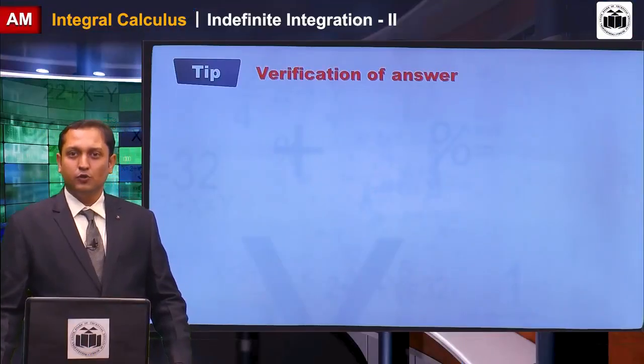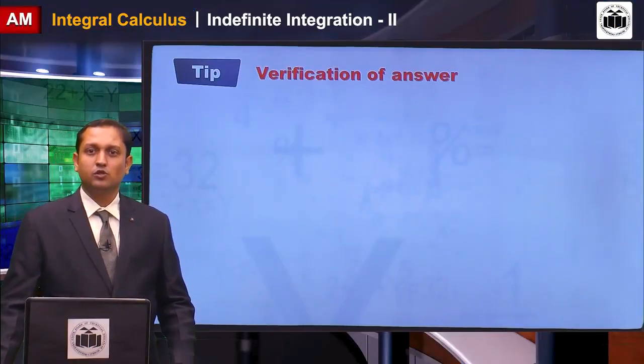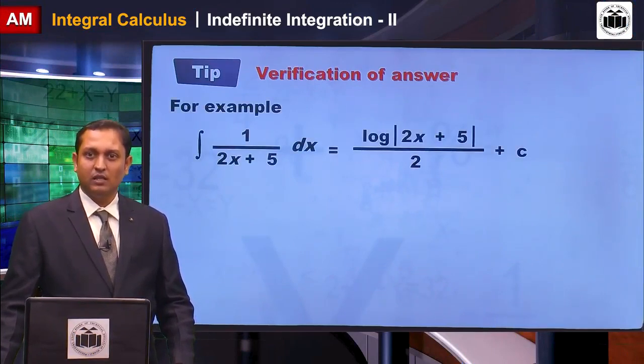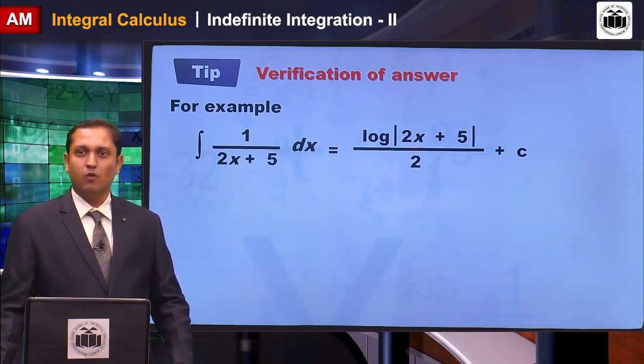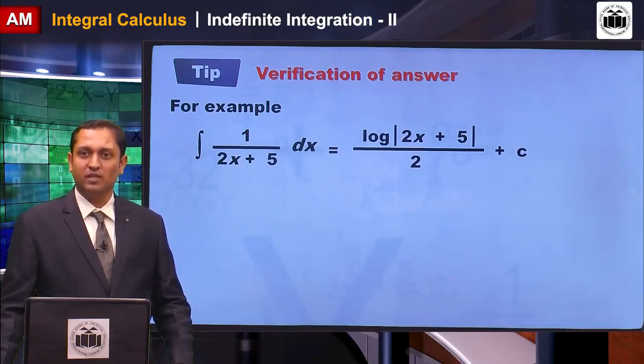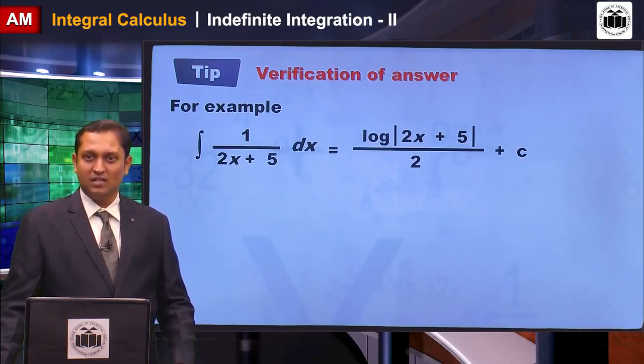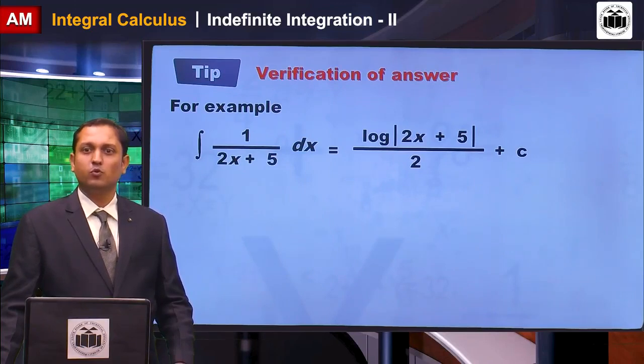Now, this is a useful tip which students can use in case they need to verify their answers. Now, we all know that integral 1 upon (2x plus pi) dx is log mod (2x plus pi) upon 2 plus c. This is the composite function 1 upon (2x plus pi), whose answer we have obtained as log mod (2x plus pi) upon 2 plus c by using the 2-point solution.